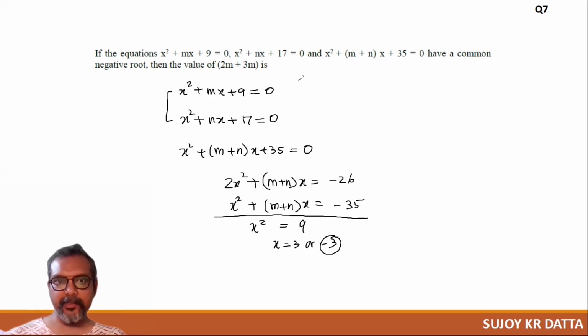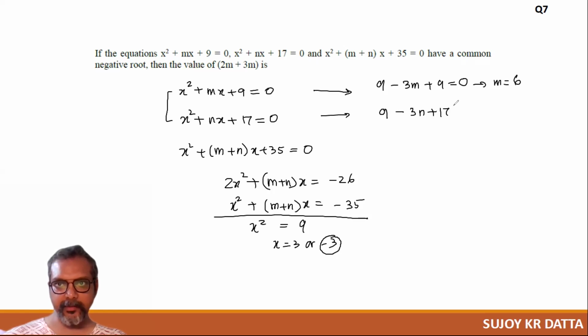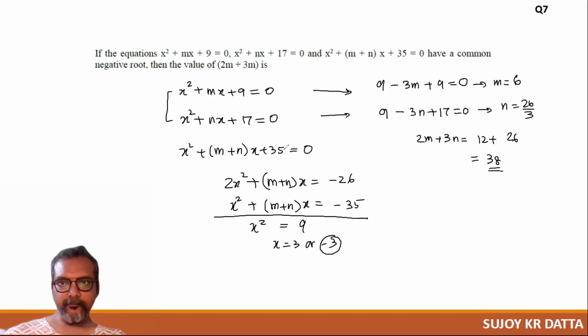So if I plug in negative 3 in the first one, this will give us 9 minus 3m plus 9 equal to 0. So that will give us m as 6. And here 9 minus 3n plus 17 equal to 0. That will give us 3n equal to 26. So n will be 26 by 3. So 2m plus 3n, 2m will be 12 and 3n will be 26. So the result will be 38. So that is our answer, 38. Let's go to the next question.